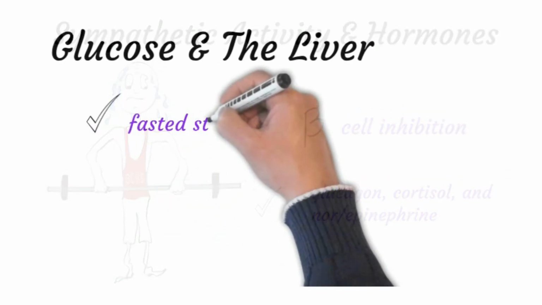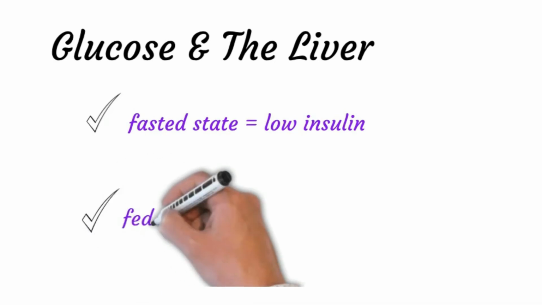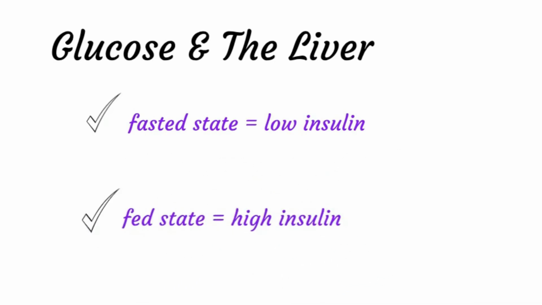Okay, so let's talk about glucose and the liver. What I said previously is that insulin acts primarily on the liver, skeletal muscles, and adipose tissue. And it does so with adipose tissue and with skeletal muscle by facilitating glucose uptake via those GLUT4 channels. In the liver, specifically in the cells of the liver known as hepatocytes, insulin does not facilitate, nor is it needed for, glucose uptake. During the fasted state, there is low insulin.